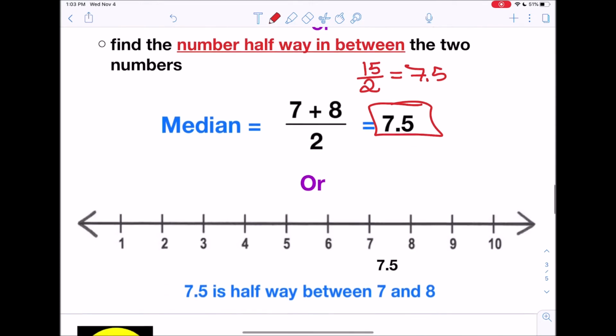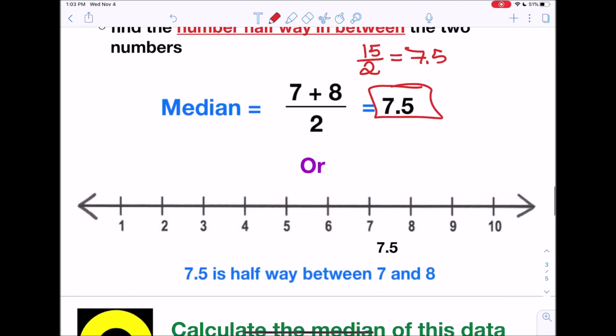But another way we could have done it is we could go, okay, well, my first number is 7, my second number is 8, and what's halfway between 7 and 8? Well, halfway in between would be 7.5. So it's up to you how you want to think about it. You can either add them together and divide by 2, or you can think of it as what is the middle number between the two.